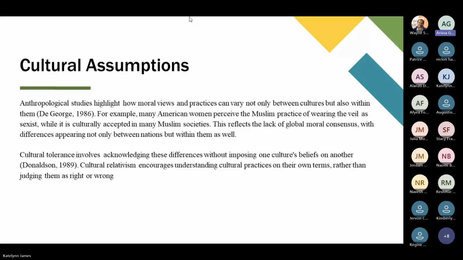Cultural tolerance involves acknowledging these differences without imposing one culture's beliefs on another. Cultural relativism encourages understanding cultural practices on their own terms rather than judging them as right or wrong.